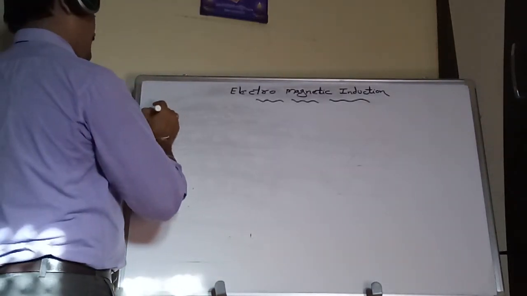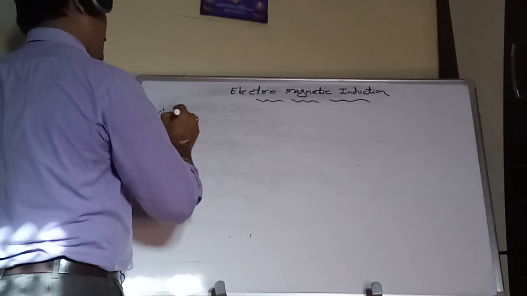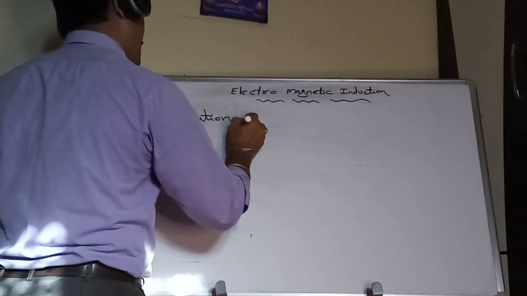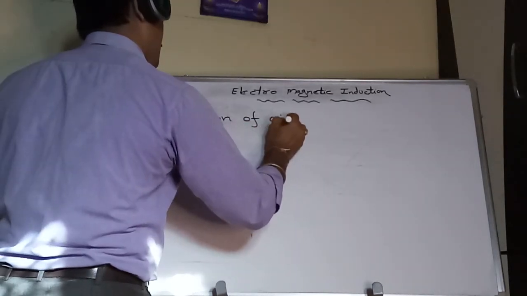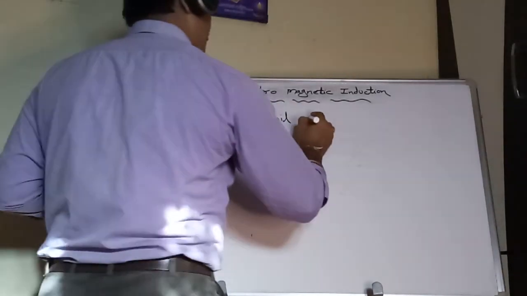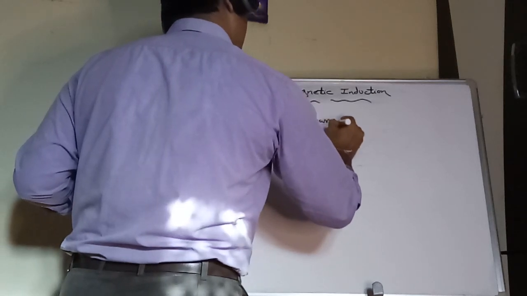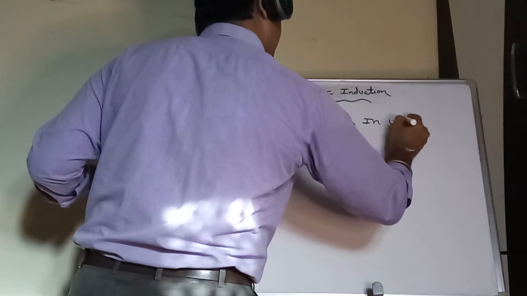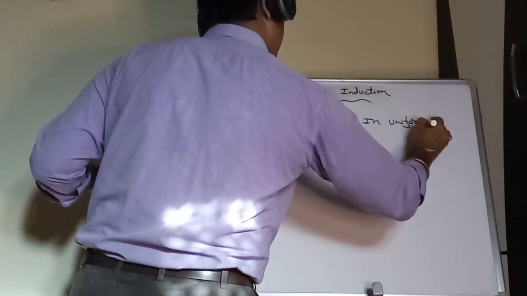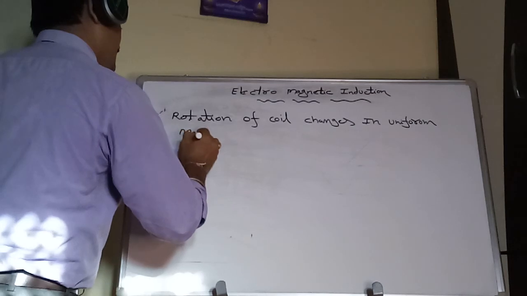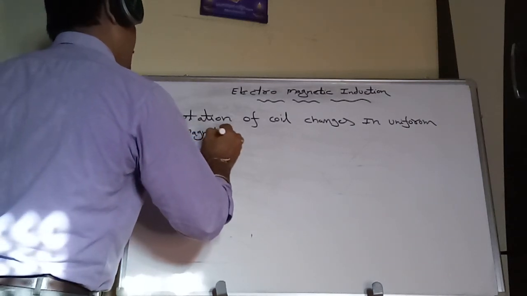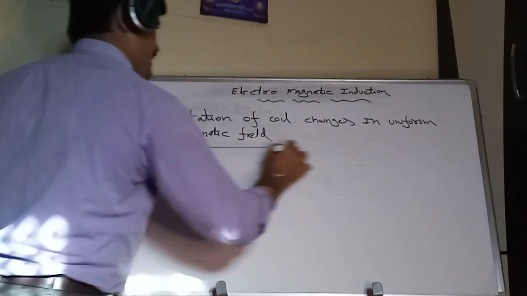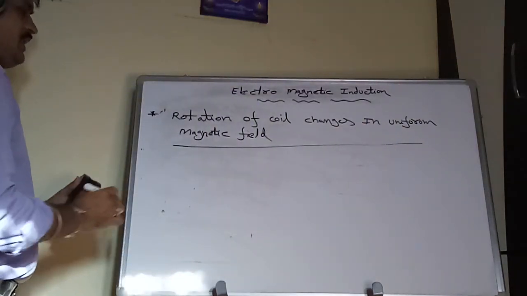Next, rotation of the coil changes the flux in a uniform magnetic field.